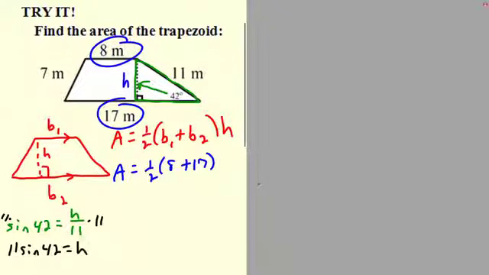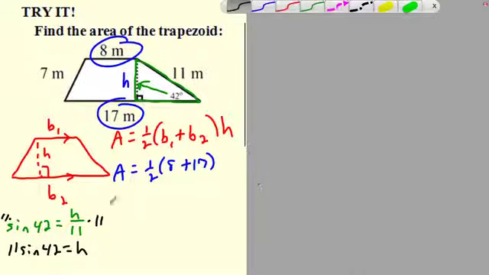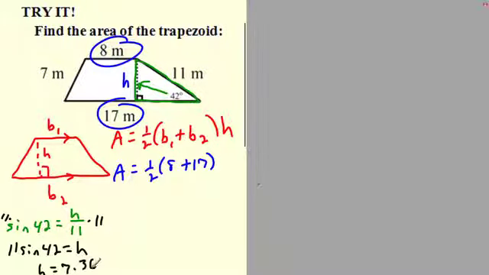And I'm going to need a little help from the calculator. What is the 11 sine of 42? Again, make sure you're in degrees. You'll get a weird answer if you're in radians. Double check your mode. I get 7.36. So we'll round to 2 decimals. The height is 7.36. So all that work was just to find the height. Now I can go back up here and say, oh yeah, the height is 7.36, and I'm good to go.